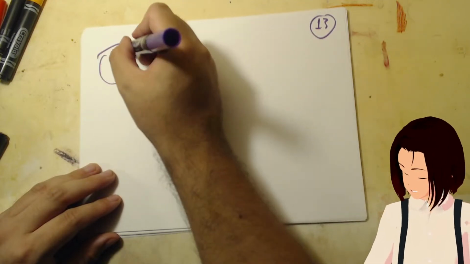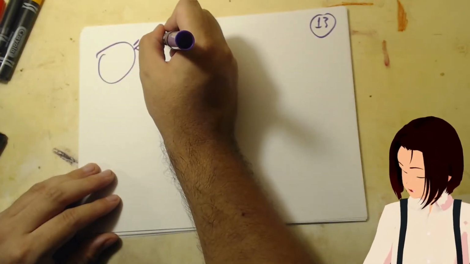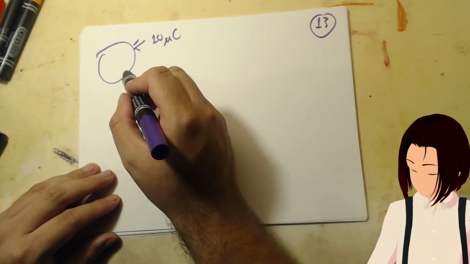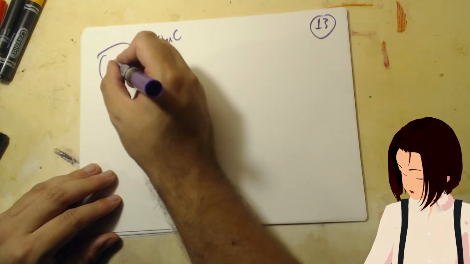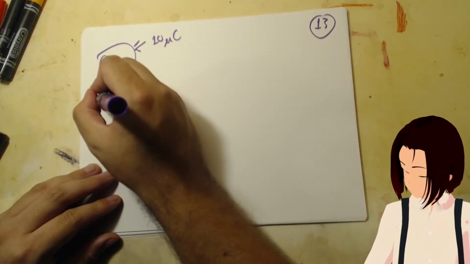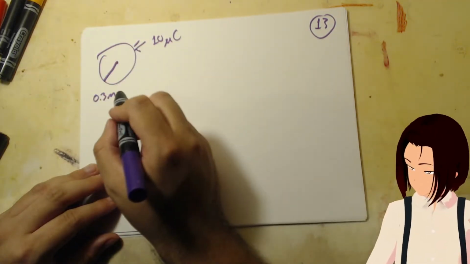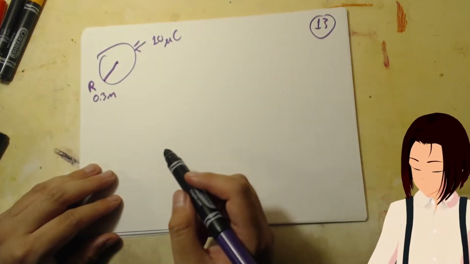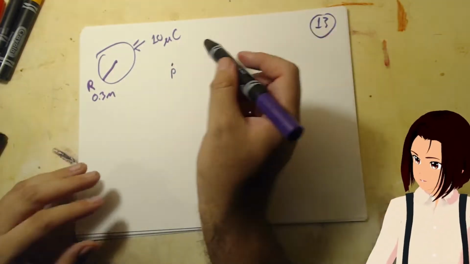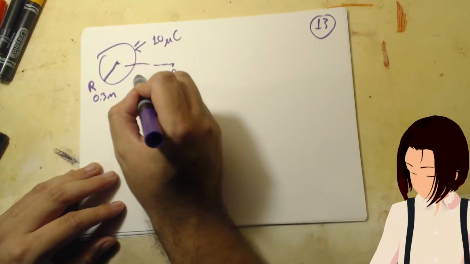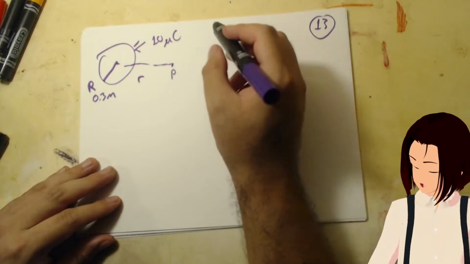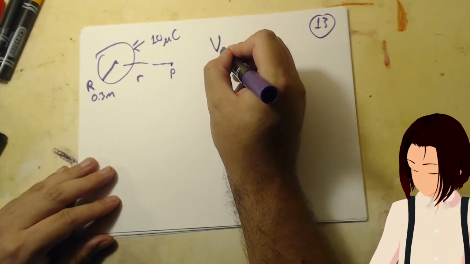Let's say right here we have 10 microcoulombs evenly distributed on the surface of the sphere. This is a sphere, and we have a radius of 30 centimeters. Let's call that R. So we have point P, just some point P. Little r. So instead of E, electric field, we want to know the electric potential at any point in space.